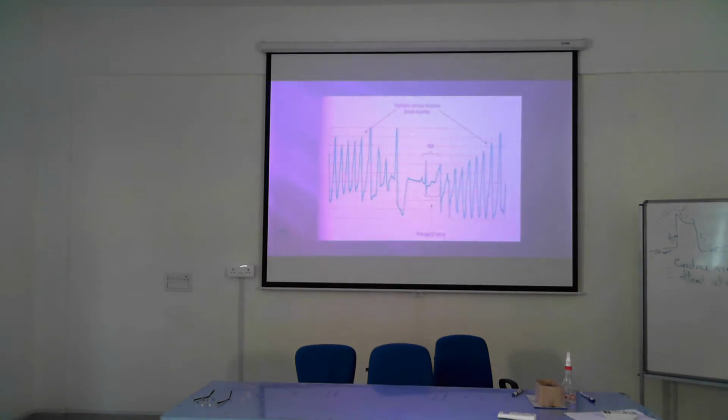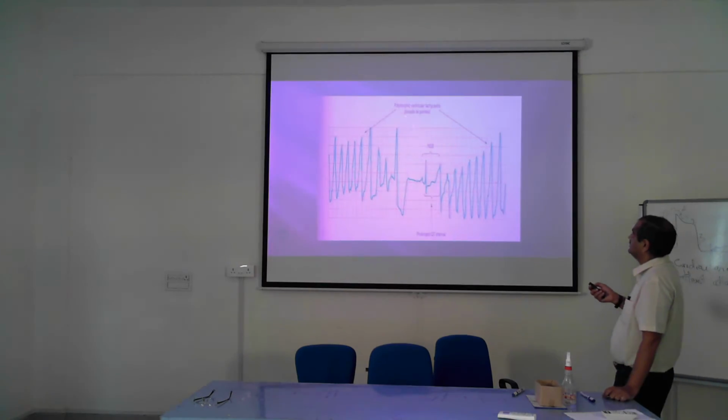So this is the pattern. That's the polymorphic pattern, ventricular tachycardia or torsades de pointes. So it is totally disturbed. Then the prolonged QT interval as well as these toxicology pointers.